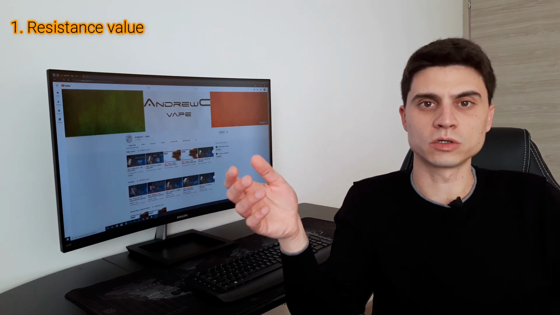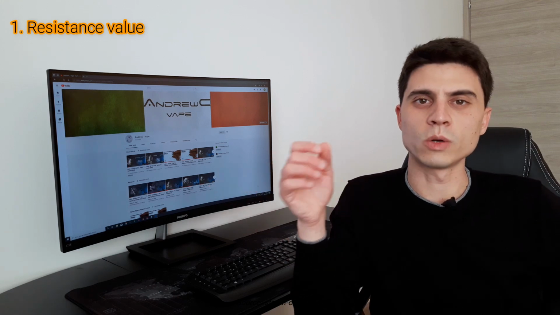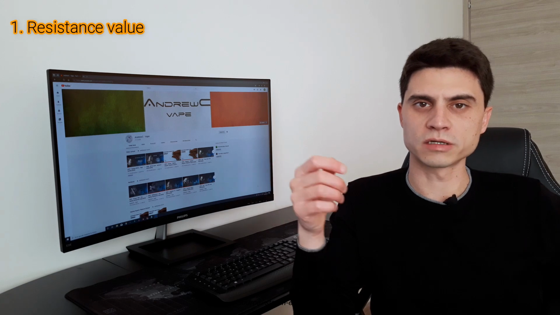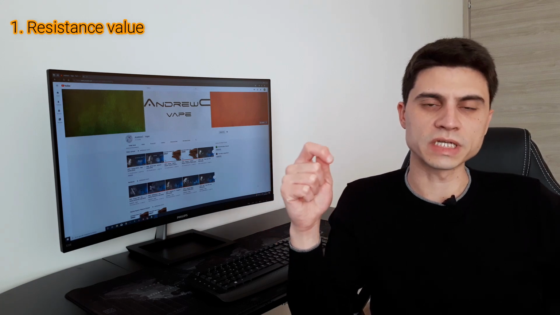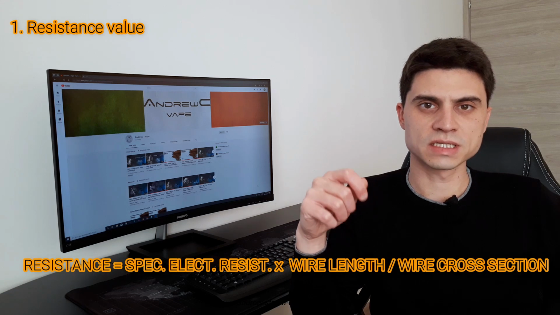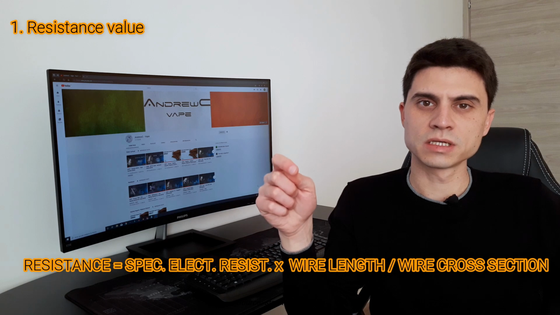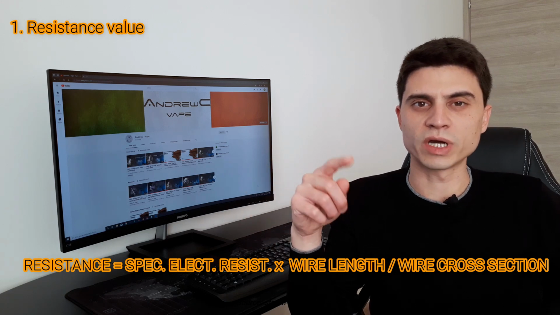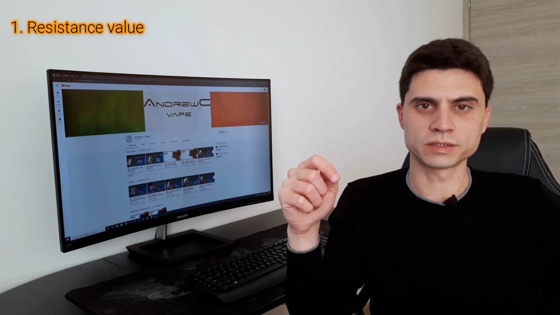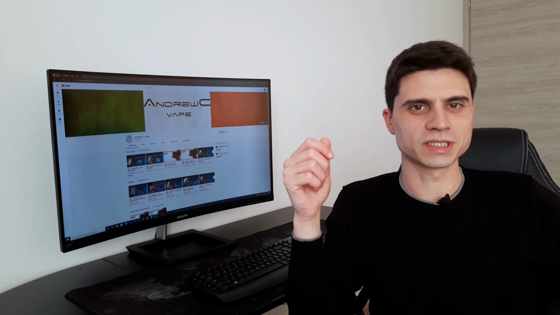If you use a pre-built coil, the resistance value is indicated by the producer, while when you build your own coil starting from the wire, the formula to calculate the resistance value is: resistance equals specific electrical resistance multiplied by the wire length divided by the cross-section of the wire. Again, let's transform this into something practical.